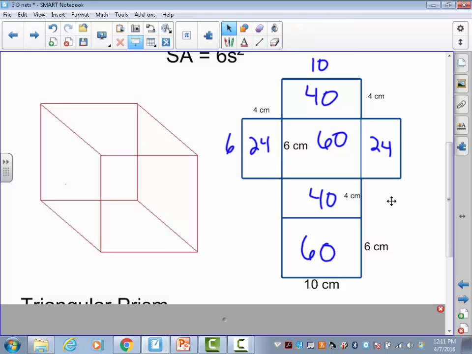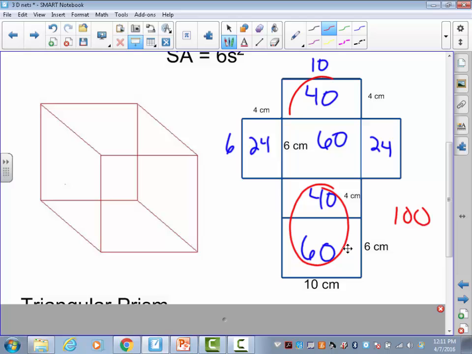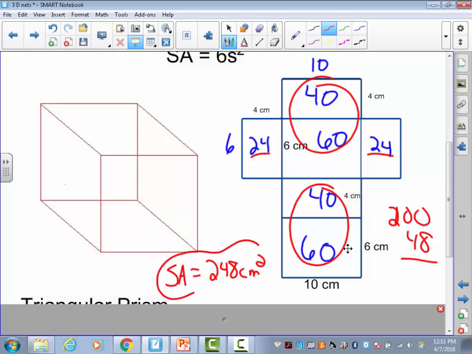So I'm going to erase this 10 so we don't get confused. So how do we find the surface area of the whole thing? We've got to add these guys up. So let's use our brains here. 60 and 40 is an easy place to start because that gives me 100, right? So 60 and 40 gives me 100. 60 and 40 gives me another 100. Let's just change that to 2. That's easy. So we've done all that. 24 and 24 gets me 48. So a total here, I'm going to label that surface area, equals 248 square centimeters.